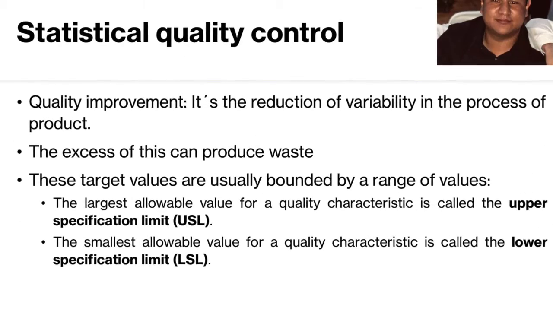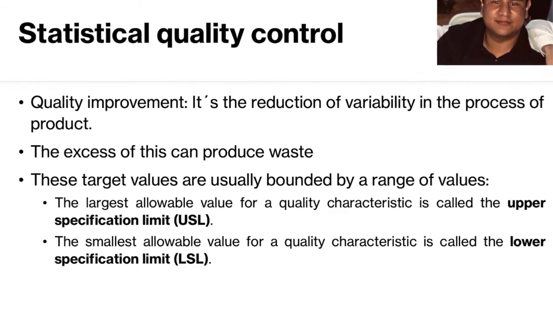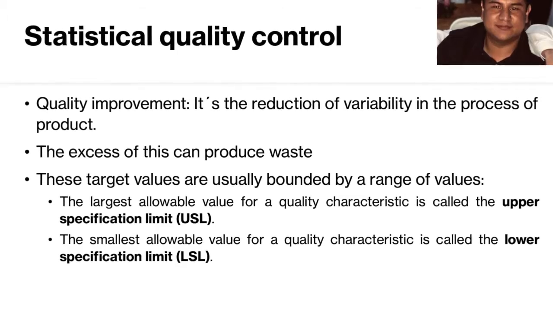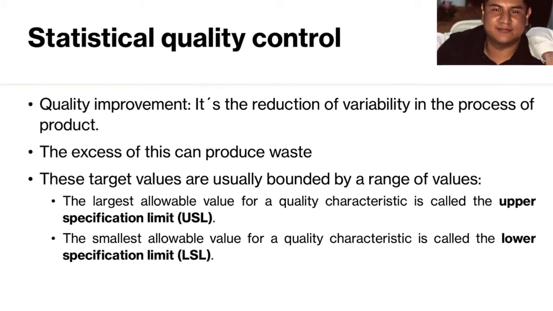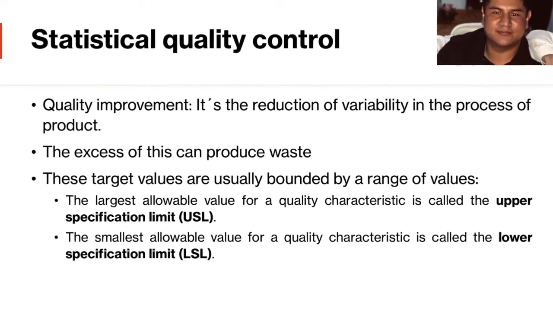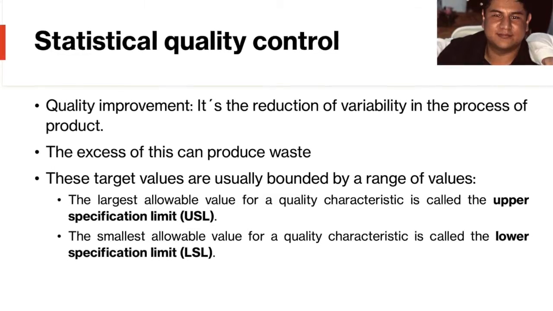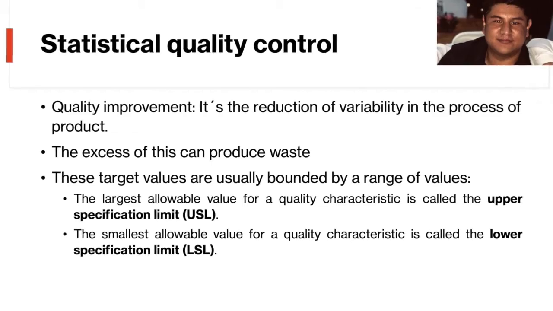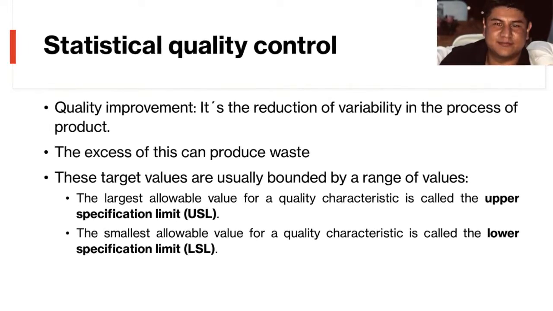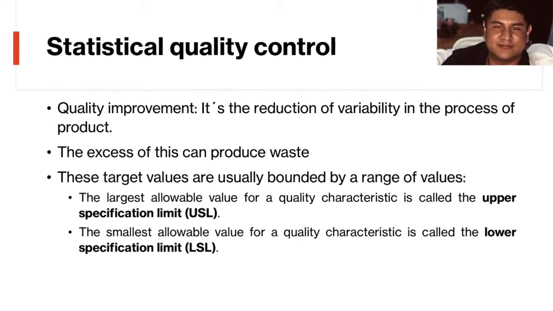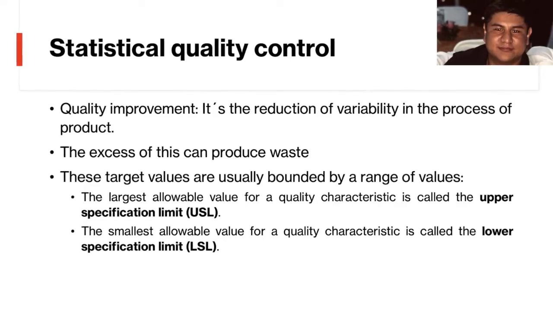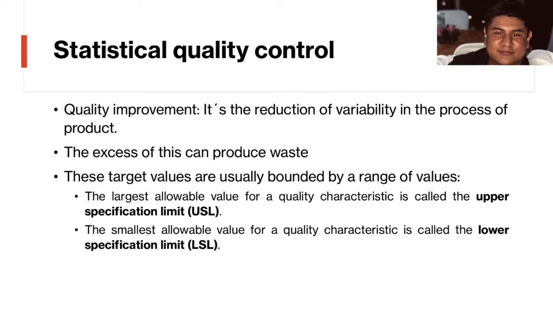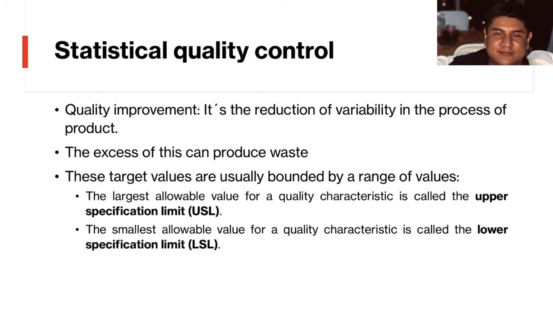Statistical quality control. Quality improvement is the reduction of variability in the process of a product. The excess of this can produce waste. These target values are usually bounded by a range of values. The largest allowable value for a quality characteristic is called the upper specification limit, USL. The smallest allowable value is called the lower specification limit, LSL.